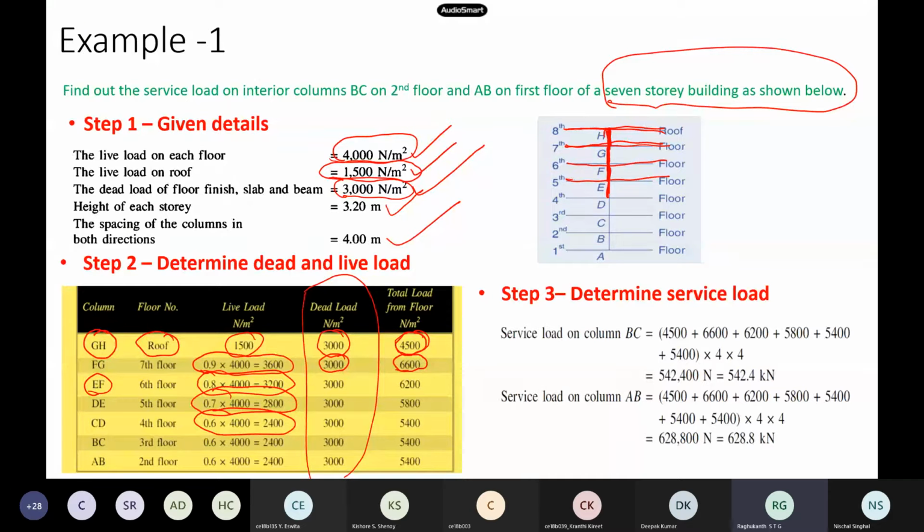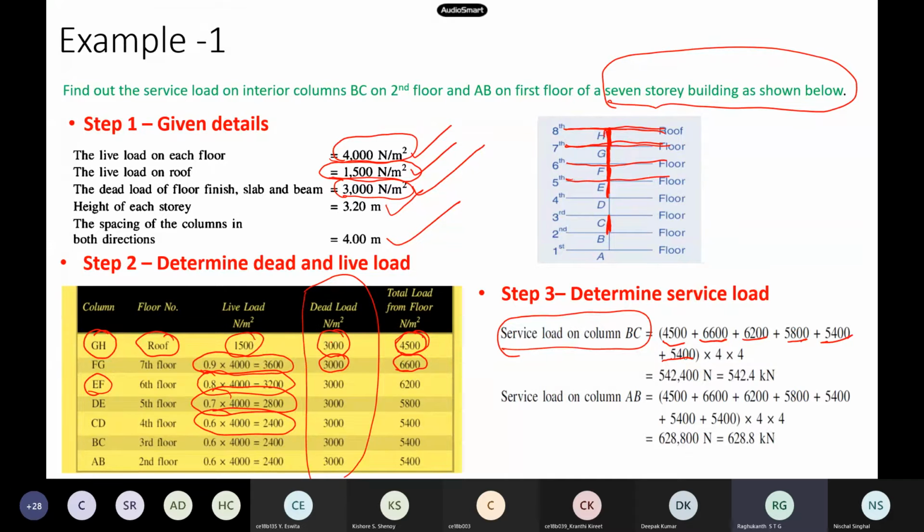Now if I want to calculate the service load on column BC, which is somewhere here, I have to add up all the numbers. That is 4,500, which comes from the floor, then 6,600 from this one, then 6,200, 5,800, 5,400, 5,400. So these are the loads. We have to add up all the details.